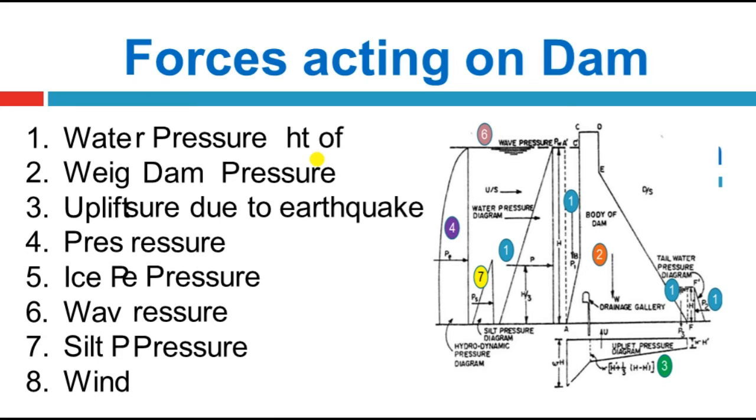Water pressure, weight of dam pressure, uplift pressure, pressure due to earthquake, ice pressure, wave pressure, silt pressure, and wind pressure. Those are the different pressures acting on a gravity dam. There may be mistakes in the slides due to some formatting problems.